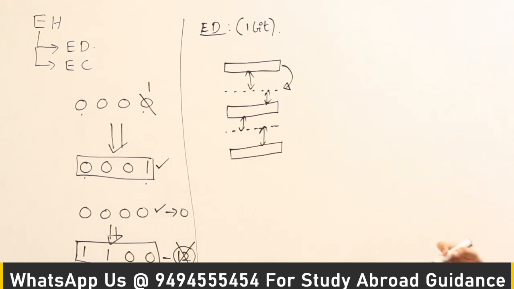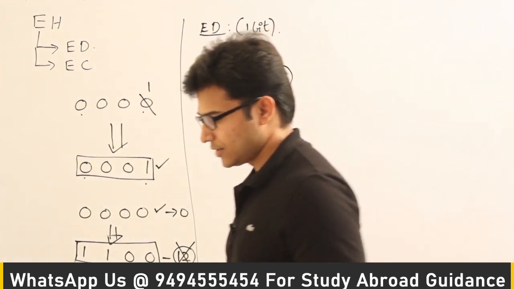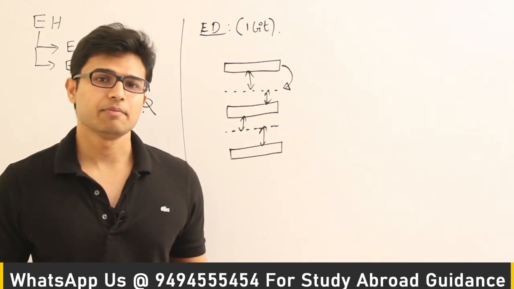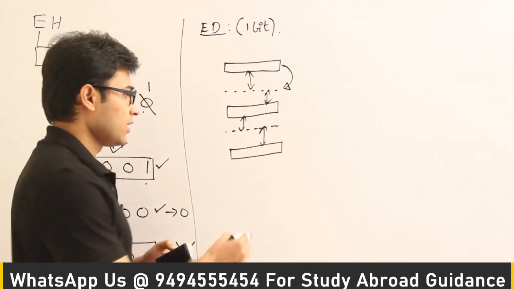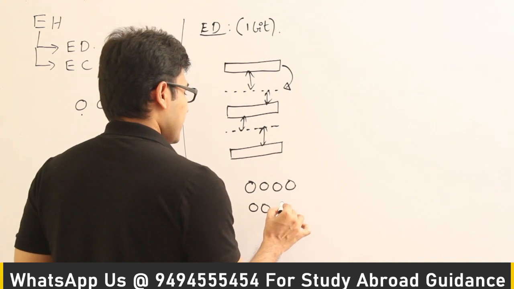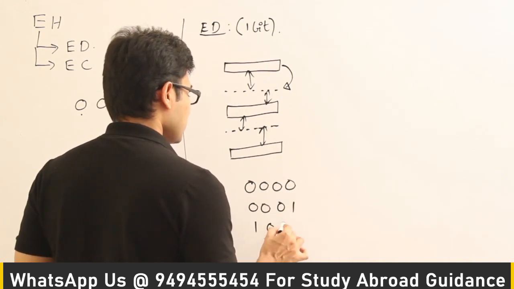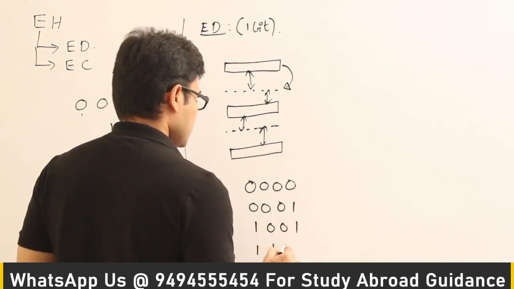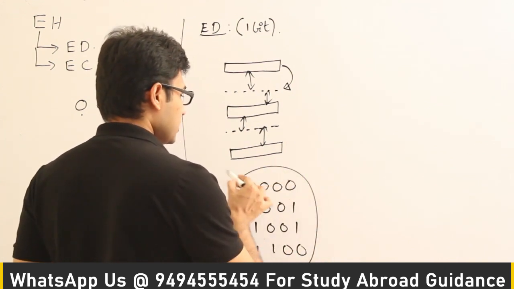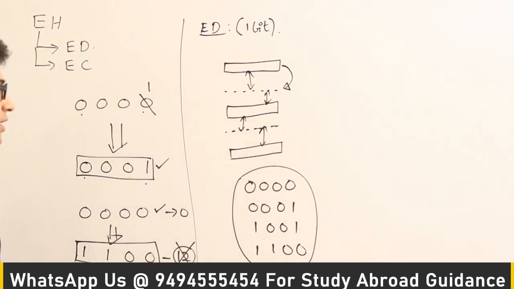Got it? So if you didn't understand, I'll take an example and show you how the error detection works. Let us say the question is like this. We are using a code in which the patterns used are 000, 001, 1100, 1110... So can this pattern be used in such a way that it will detect the 1 bit error?